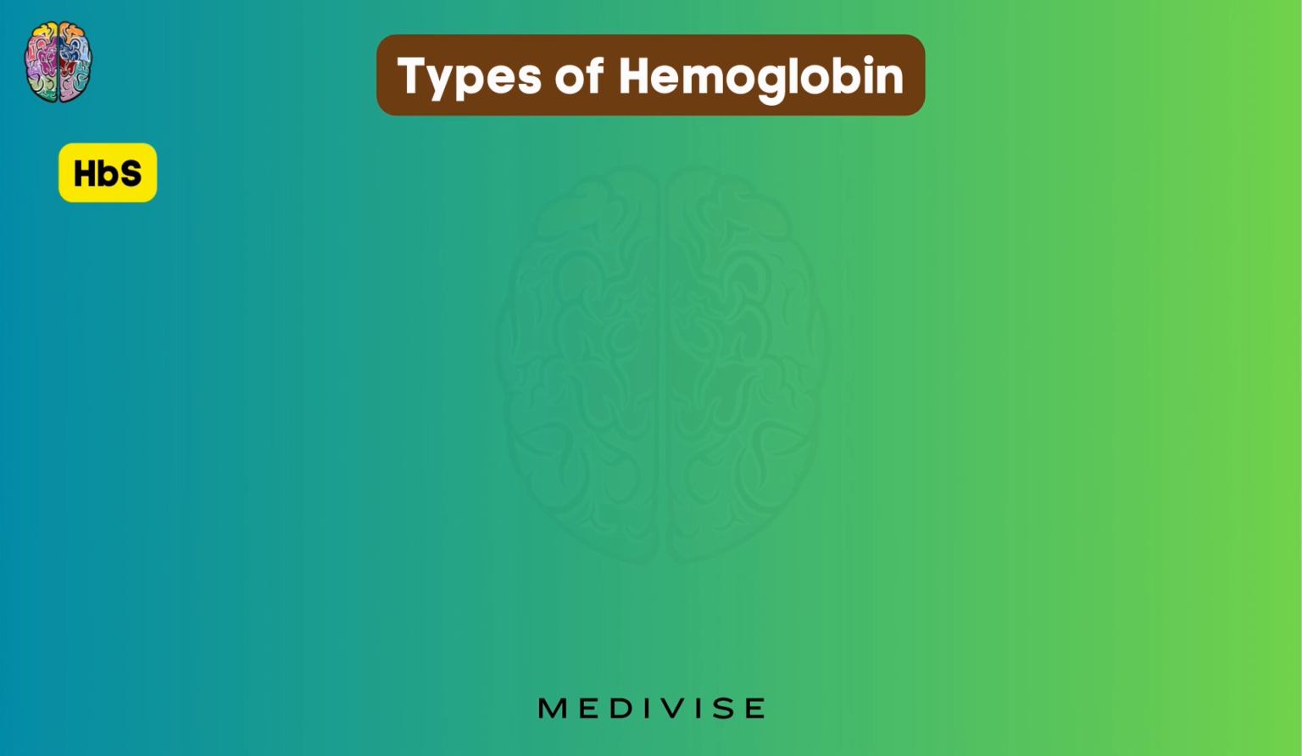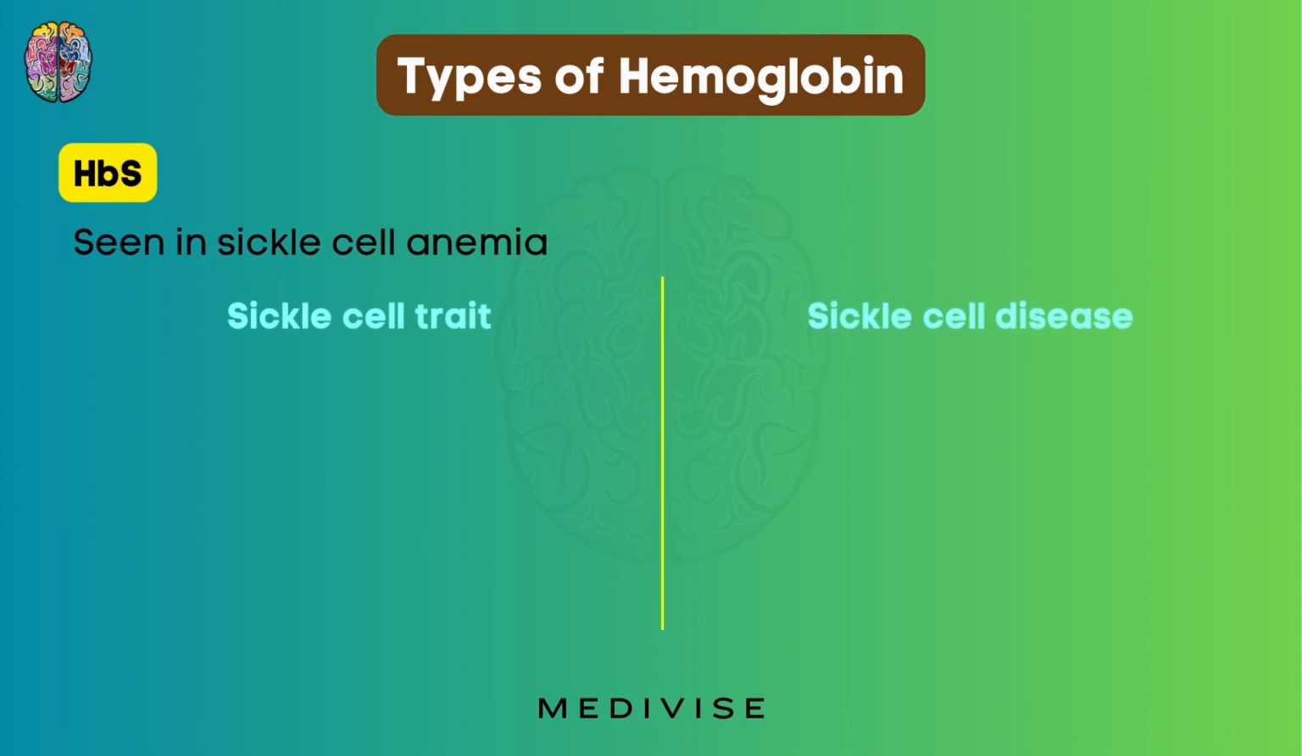Now let's take a look at the pathological ones. First of all, we have HbS. HbS is a type of hemoglobin which is seen in sickle cell anemia. I will be making a detailed video on sickle cell anemia very soon, but let's see the main points for now. There are two variations seen here. A person can either have sickle cell trait or sickle cell disease. Now what is the difference exactly?